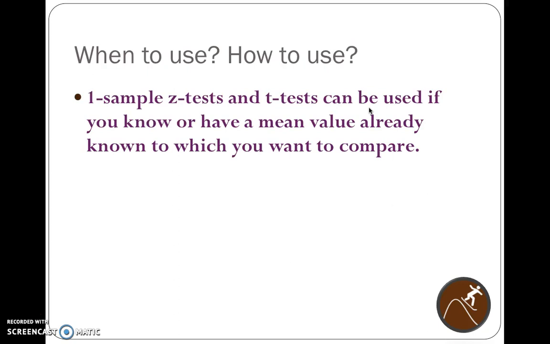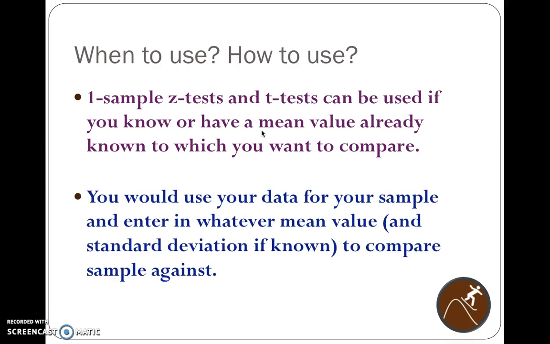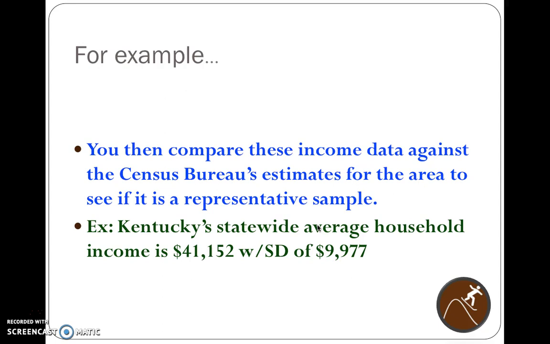So there are two sample t-tests and one sample z and t-test. And these are used when you already have a known mean value to which you want to compare. So this is going to make a little more sense once we do an example. You would use the data from your sample, and then you enter in the mean value, and you should know the standard deviation of the mean value of the known. So you have to have something to compare against if you're doing a one sample z-test or t-test.